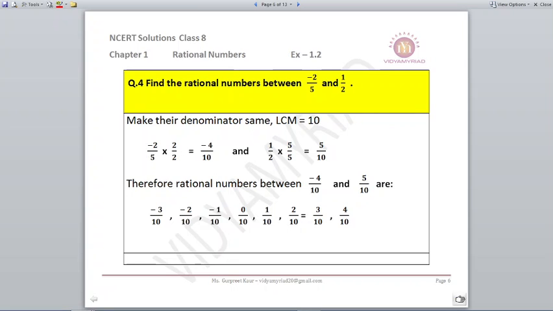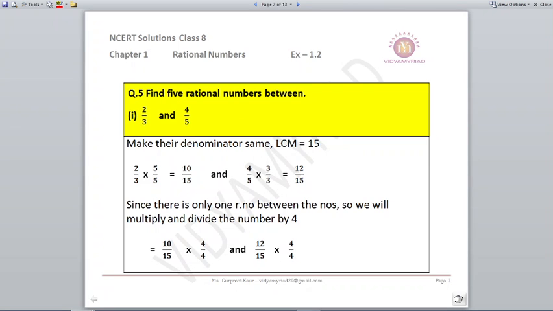So the two rational numbers are minus 4 upon 10 and 5 upon 10. In between there are so many numbers, and we can write down minus 3, minus 2, minus 1, 0, 1, 2, 3, 4. So these are the numbers which are between minus 4 upon 10 and 5 upon 10.